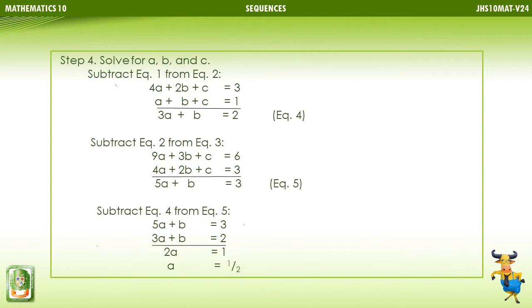Equation 5. Subtract equation 4 from equation 5. 5a plus b equals 3. 3a plus b equals 2. 2a equals 1. a equals 1/2.